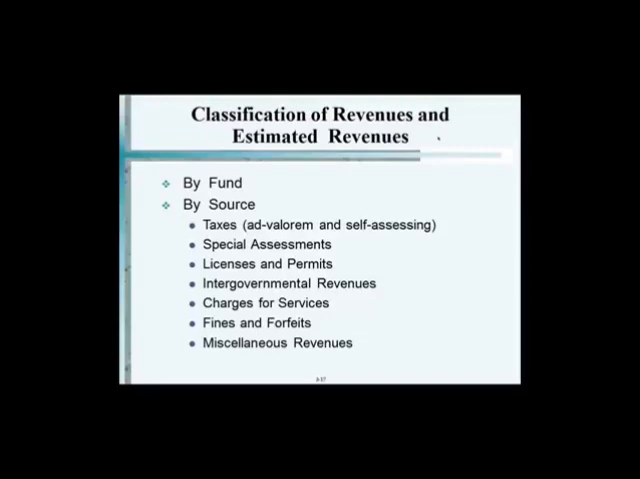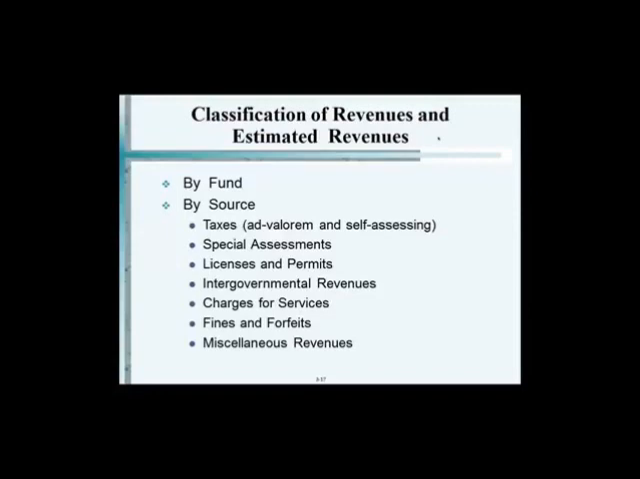Special assessments, we'll hold off on that for a moment. We'll talk about that. Licenses and permits, what is that? You have a dog, you need to get a dog license at home, right? You have to register and pay a small fee, right? Intergovernmental revenues, what are they? Revenues coming from one part of the government to another, from the federal to the state government. Hurricane Sandy, the federal government sends all this money to New Jersey towns, that's intergovernmental revenues.